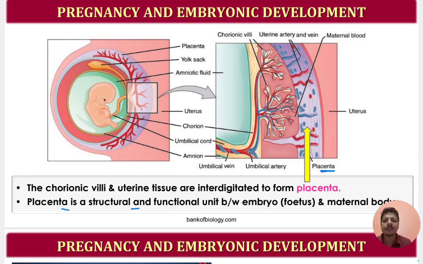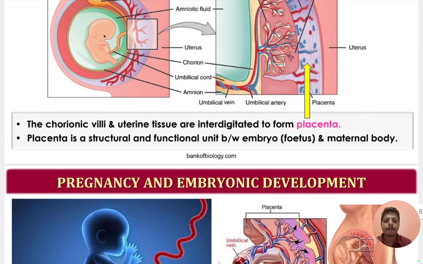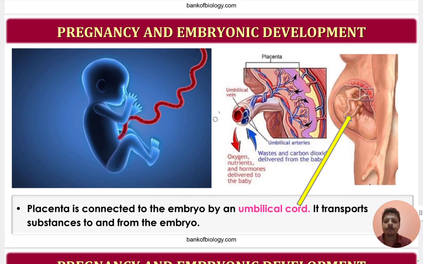Placenta is a structural and functional unit between the embryo and the maternal body. Next, placenta is connected to the embryo by an umbilical cord. Here you can see umbilical cord, where it transports substances to and from the embryo. Umbilical cord like this.